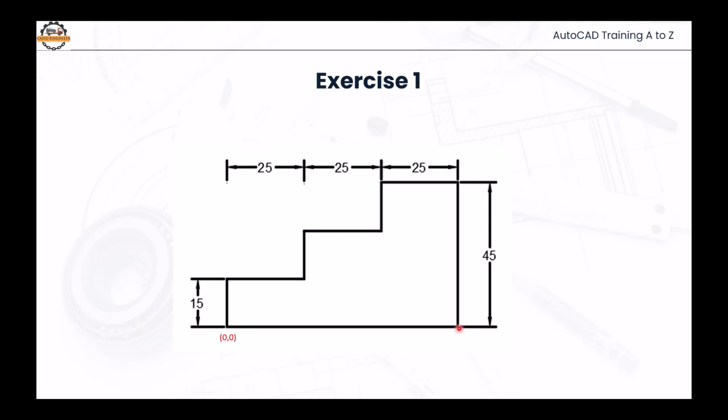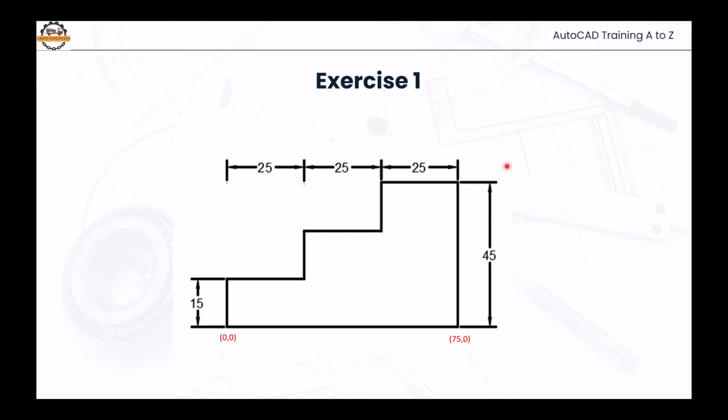Now we have to calculate the value for this point. From here to here, the distance is 75, and in y direction we are not going anything. So x will be 75 and y will be 0. Next we have to find the coordinate value for this point.